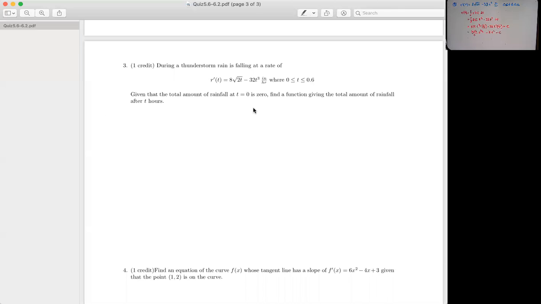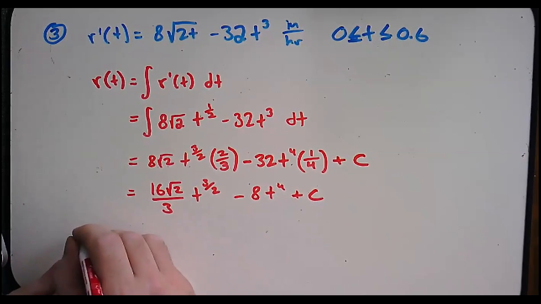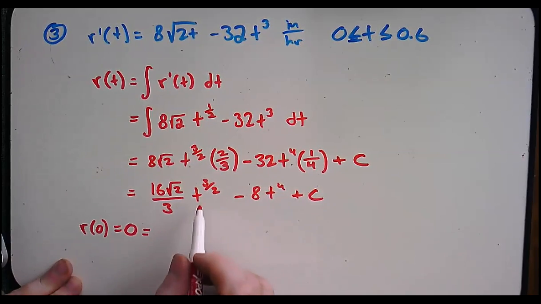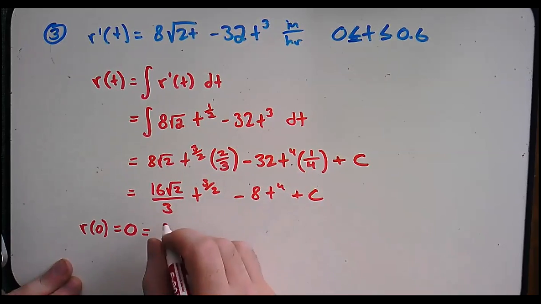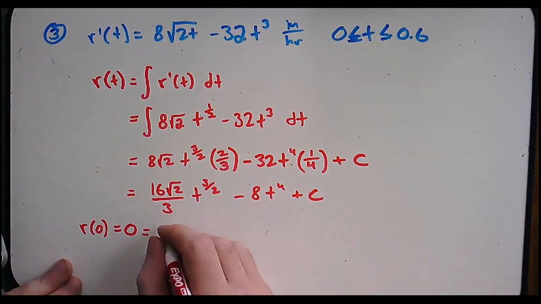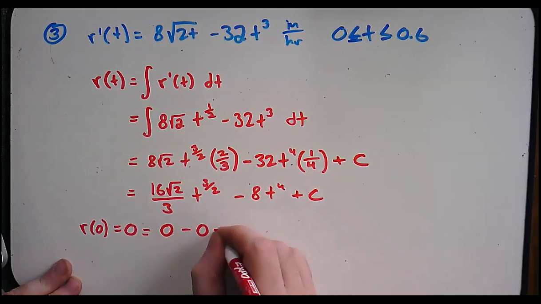So the original problem says, given that the total amount of rainfall at t equals 0 is 0, find a function giving the total amount of rainfall after t hours. So the way that I would interpret that is that r of 0 equals 0, right? If r is the total amount of rain, then r of 0 equals 0. So if r of 0 equals 0, well, that means that when we plug in t equals 0 into each one of these expressions, we should get an answer that equals 0. So when I do that, well, any power of 0 is 0. So we have 0 minus 8 times 0. Okay, that's still 0 plus c.